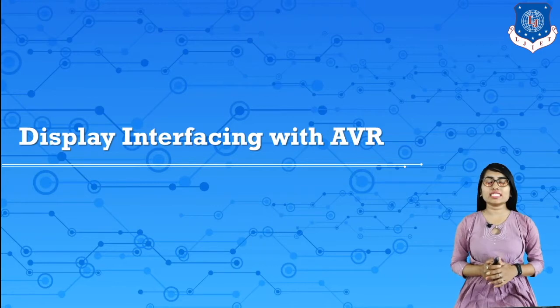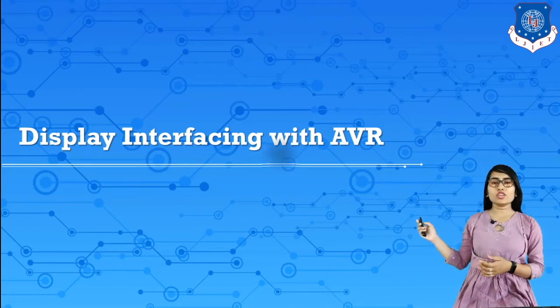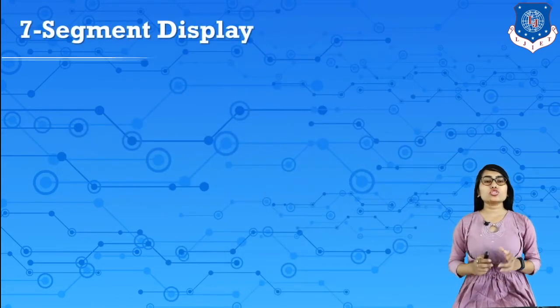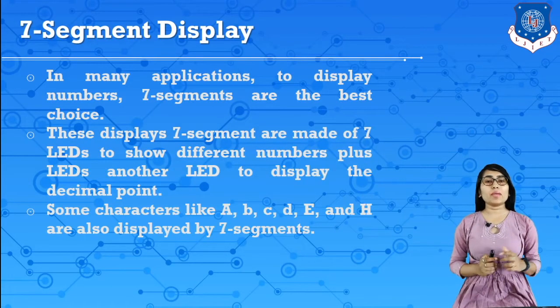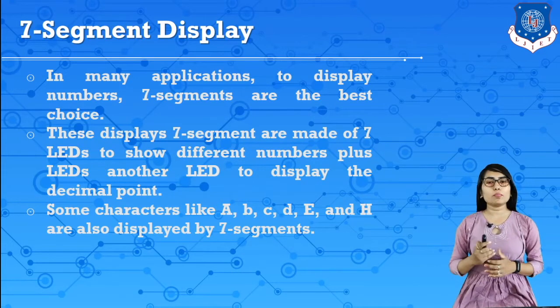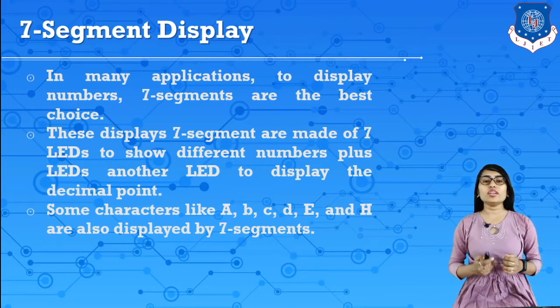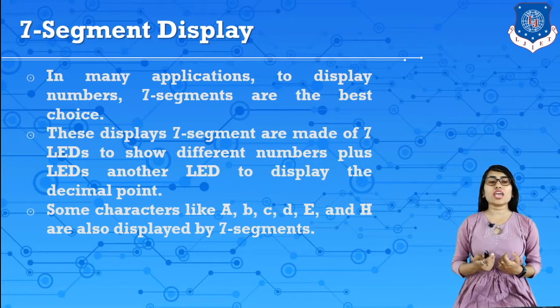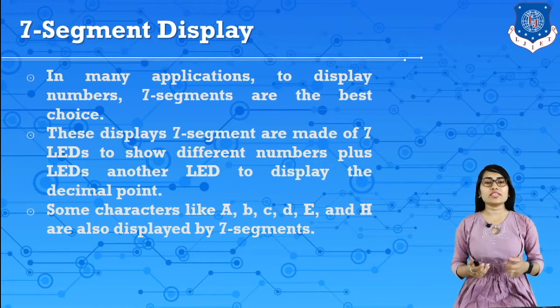Today we will discuss display interfacing with AVR. So let's start with what is a display. 7-segment display: in many applications to display numbers, 7 segments are the best choice. These 7-segment displays are made of 7 LEDs to show different numbers, plus another LED to display the decimal point. Some characters like A, B, C, D, E, H are also displayed by the 7-segment LED.